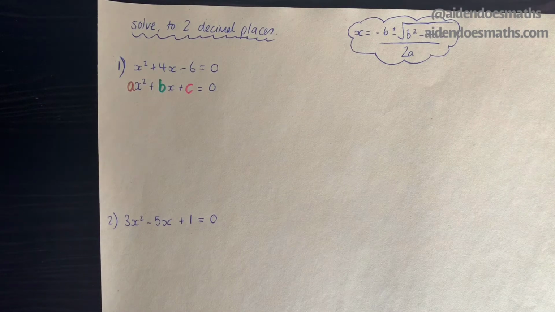Okay, so the first thing I wanted to make note of is the fact I've written at the top, solve to 2 decimal places. Okay, so this is a big hint that we're using the quadratic formula here. Okay, typically with factorising, for example, we're not going to go into too many decimal places. Okay, so if a question asks for 2 decimal places, immediately you should probably be thinking this is where I need to use the quadratic formula.